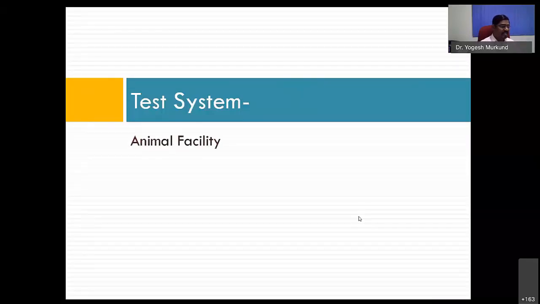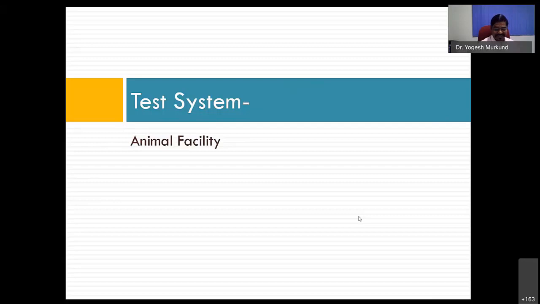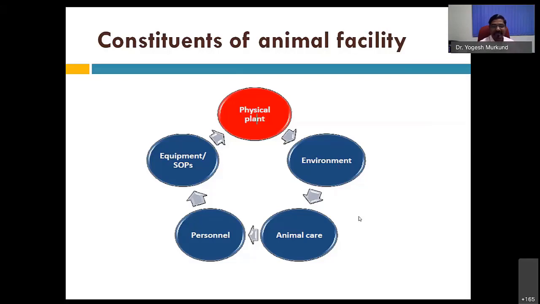So now we'll see the first component, the animal facility, and what OECD guidelines say. In test systems, we'll try to discuss the animal facility, what has been described largely by OECD guidelines or even other guidelines. So what would be the general constituents of an animal facility? It's basically what we discussed, the building and physical plant, isn't it? And then what environment we need to maintain in the animal facility, what type of care we take of animals, how personnel go in the animal facility or handle things there, and what equipment and SOPs are minimum required there.